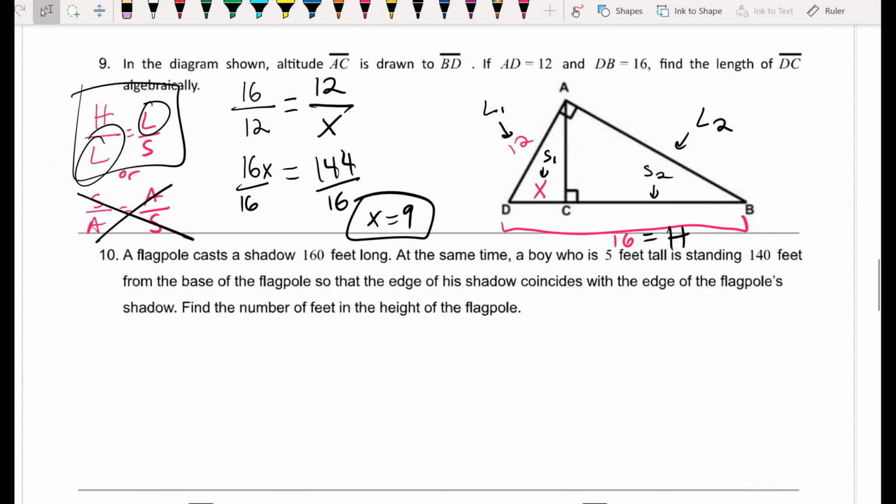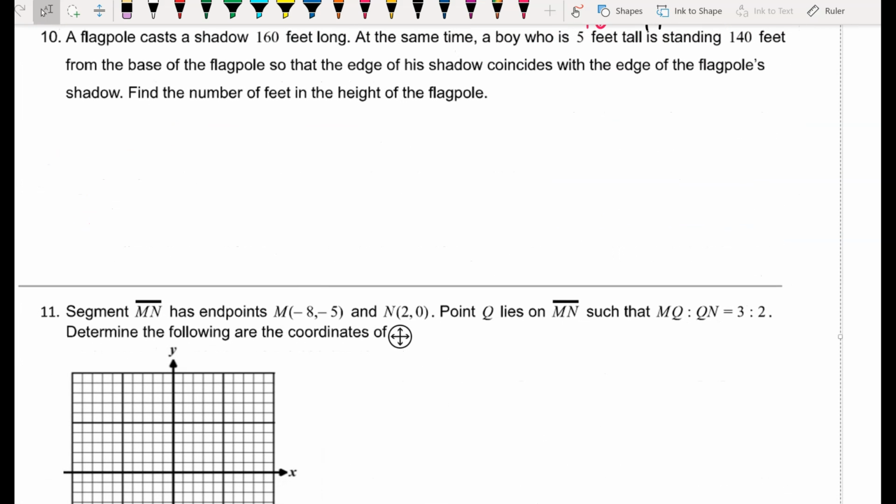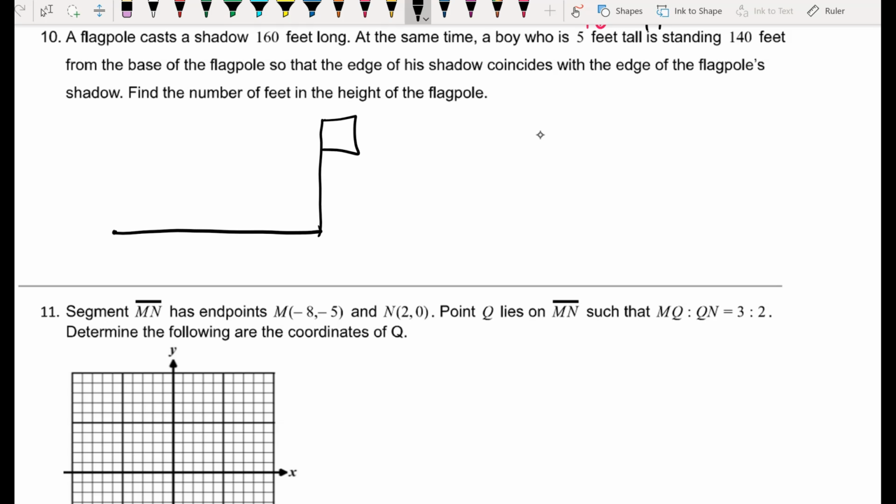Now for something a little bit more challenging. A flagpole casts a shadow that is 160 feet long. I'm just going to sketch that picture right now. There's my shadow. We got a flagpole right there. Some sort of flag. And the entire length of the shadow is 160 feet long.